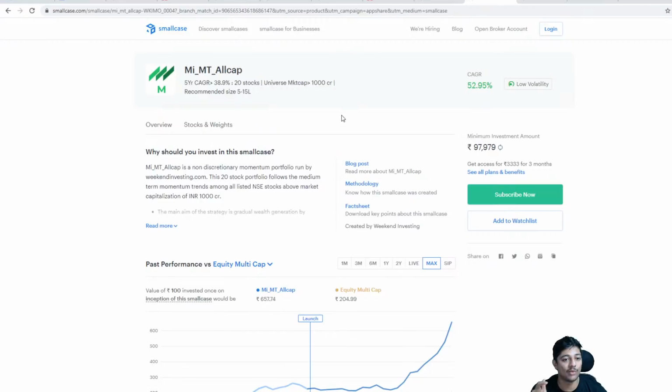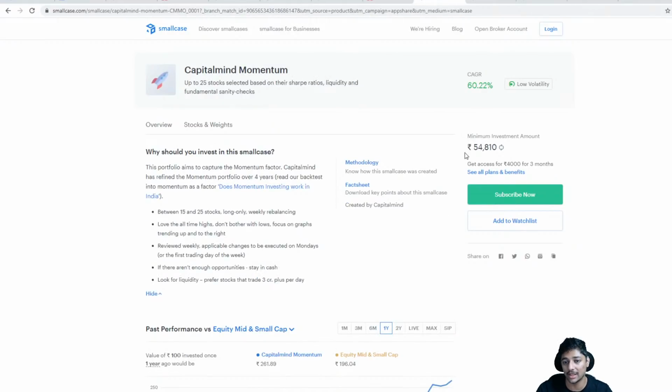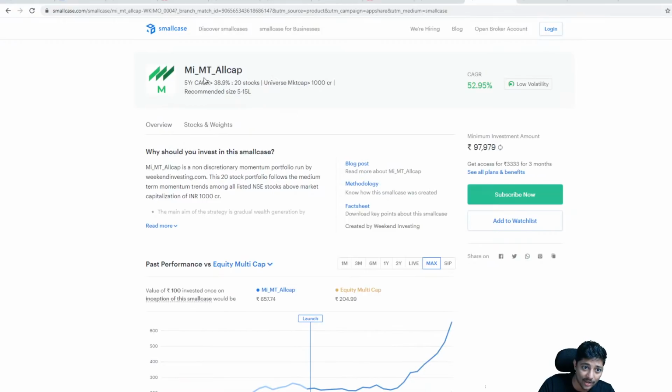Okay, one more. This is called MI All Cap. Now this, by the way, sorry, I forgot to tell you, CapitalMind's average investment is 54,000 to invest. Obviously, if you put 1 lakh, you can invest in this into 2. But the minimum ticket is 54,000 to invest. Now, MIMT All Cap is 97,000 to invest in the first go. Okay, 97,000 to invest for MI All Cap. Understood? Now let's look at how this plays out and let's compare this to CapitalMind.